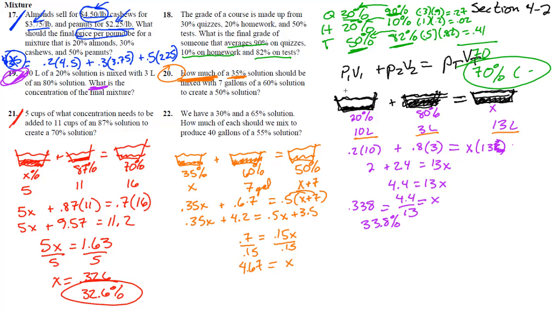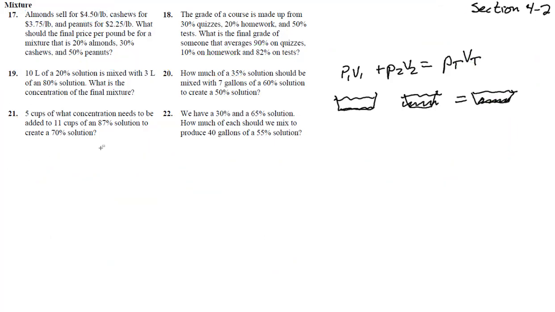Okay, now let's clear this off and do number 22. This is going to be a toughie. All right, number 22. It's a little bit tougher. It says we have a 30% solution and we have a 65% solution, but it doesn't give us any amount of those. It says we're going to mix them and we want to get exactly 55% and 40 gallons of it.